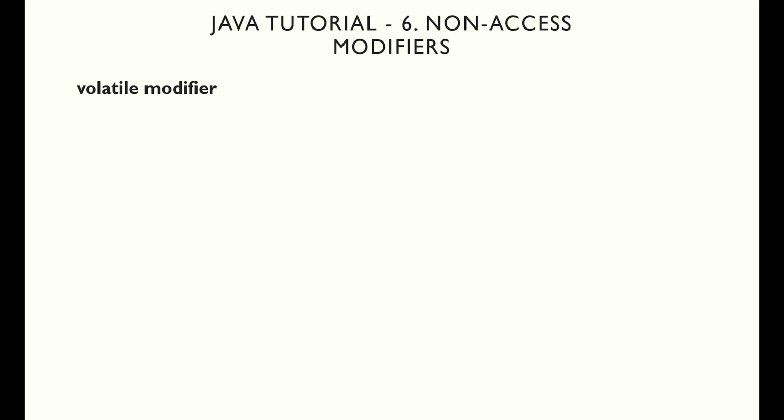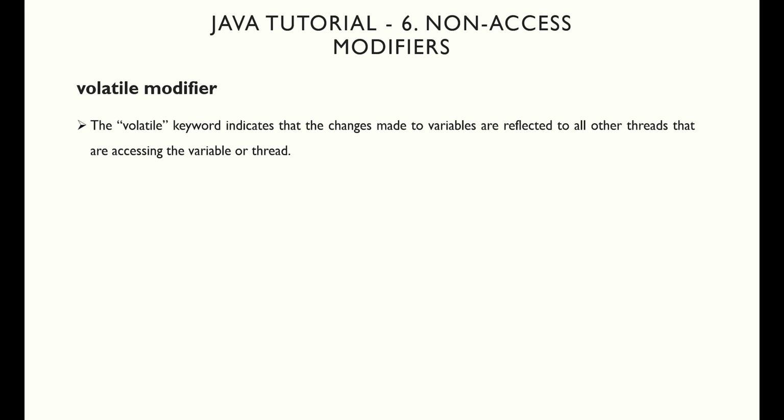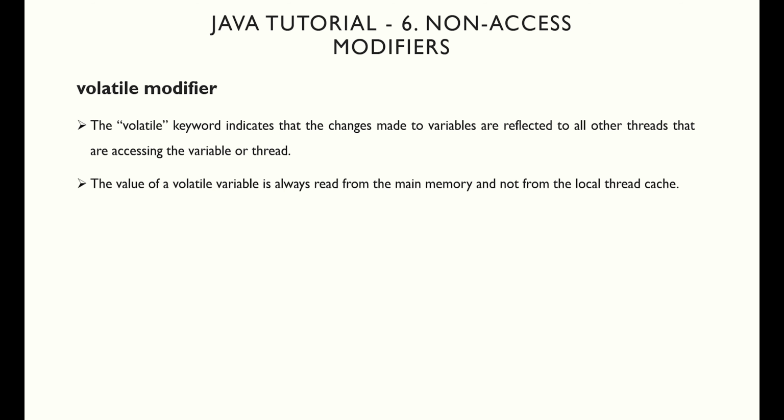Volatile modifier. The volatile keyword indicates that the changes made to a variable are reflected to all other threads that are accessing the variable. The value of a volatile variable is always read from the main memory and not from the local thread cache, which in a way can be viewed as helping to improve thread performance.